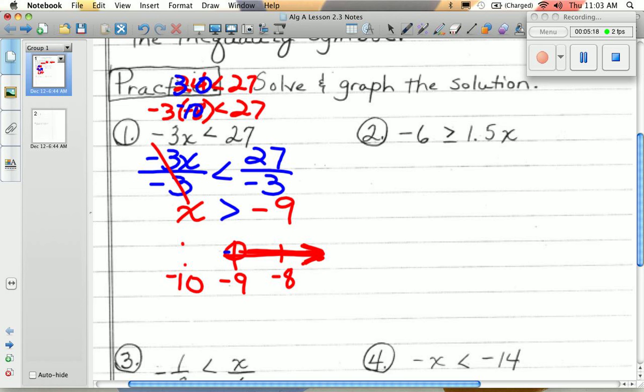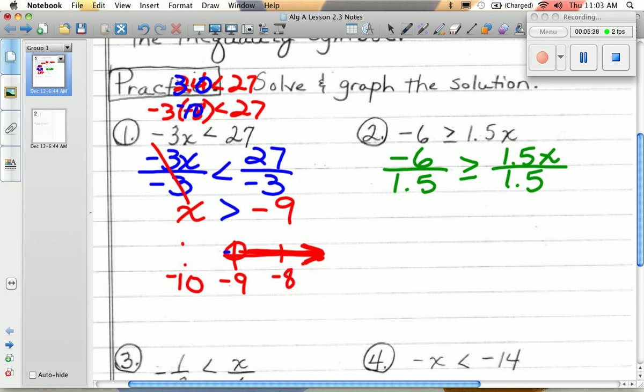Okay, we're going to divide by 1.5. Negative 6 is going to get divided by 1.5, and 1.5x is going to get divided by 1.5. There's plenty of lines there to show your work, you guys. You don't have to put the fraction bar right underneath the beginning problem. Write it again.